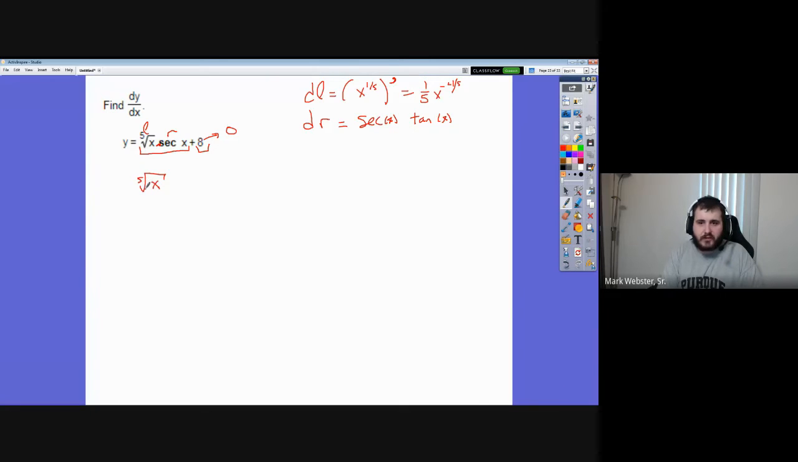And you can rewrite this as x to the 1/5 as well if you like. Some people, when they get to calculus, they stop writing roots because sometimes roots become just a pain in the butt. You have to switch back and forth between them. So if you're that type of person, you would rather just always write x to the 1/5.